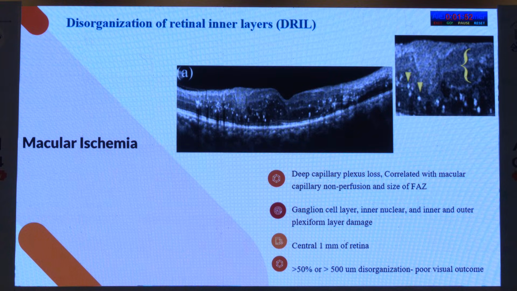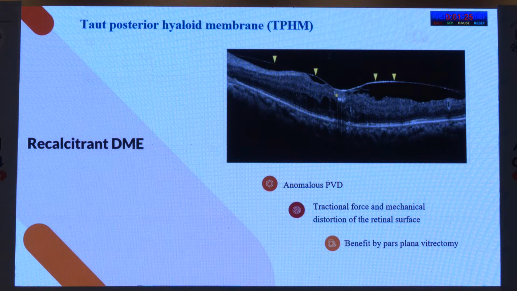Macular ischemia is denoted by the presence of disorganization of the retinal inner layers. There is loss of the deep capillary plexus that you can correlate with the enlarged foveal avascular zone on the FFA or capillary non-perfusion areas. There is disorganization of the ganglion cell layer, inner nuclear, and inner and outer plexiform layers. And the presence of DRIL over the 4 period down the line implies a drop of 1 or 2 lines of visual acuity.